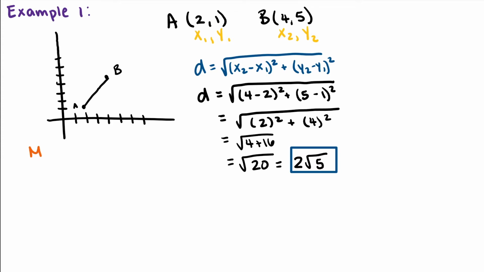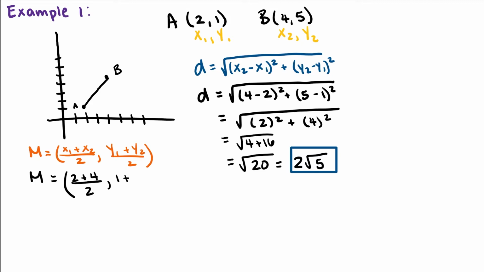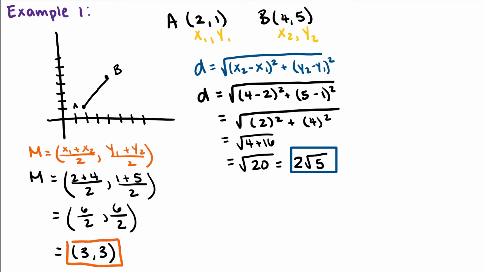Next, let's find the midpoint. So our midpoint is the point (x1 plus x2) over 2 and (y1 plus y2) over 2. Substituting our x1, x2, y1, and y2, we get (2 plus 4) over 2, (1 plus 5) over 2, or 6 over 2, 6 over 2, which is the point (3, 3). So we see on our graph, if we plot (3, 3), that is right in the middle of our line segment.